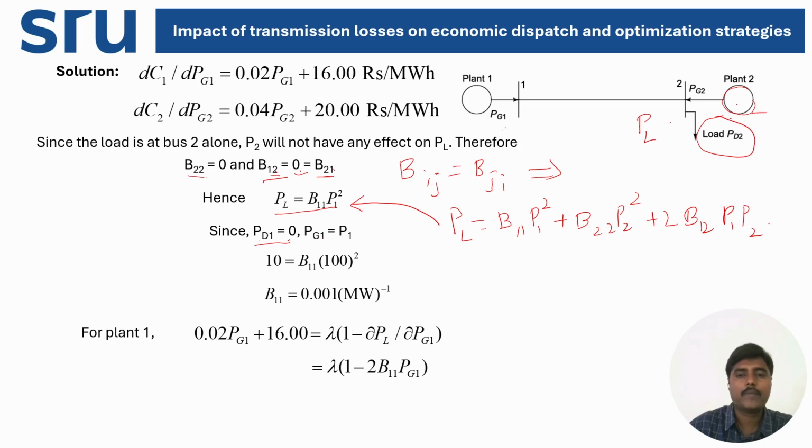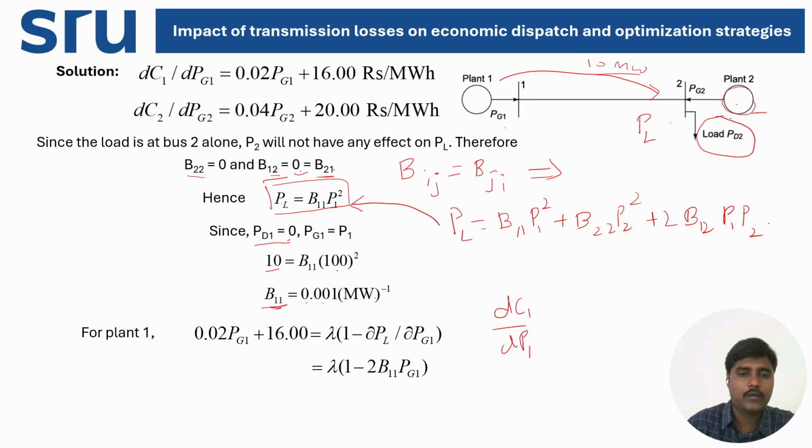And in the problem statement, it is given that if 100 megawatt of power is transmitted from plant 1 to the load, then a loss of 10 megawatt of power will be lost. So using that statement and this PL equation, you can determine the loss coefficients. Here PL is 10 and power generation is 100. By using that, you can get B11 is equal to 0.001 per megawatt.